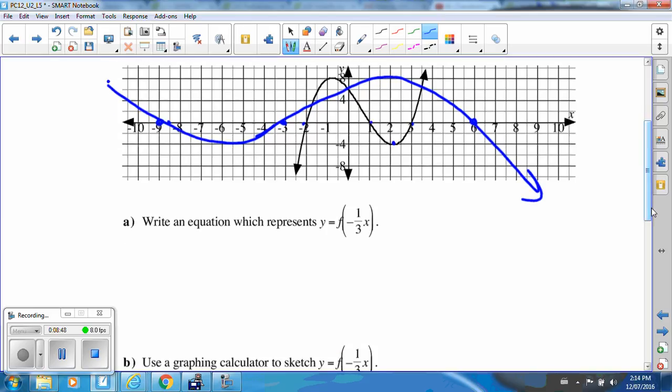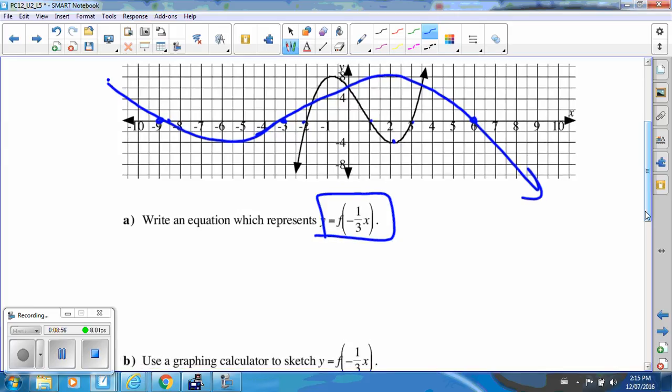Yeah, I don't really want to do this whole thing. We can. The reason they're asking us to is just to be able to type it into the graphing calculator. But we can just do that with y2 equals y1 at -1/3 of x and go with it.